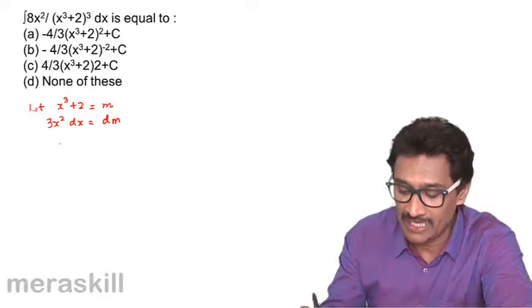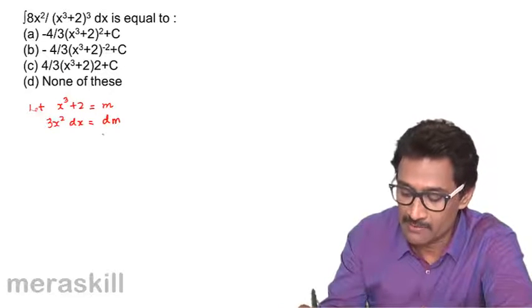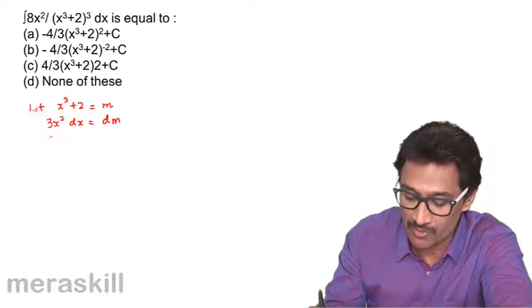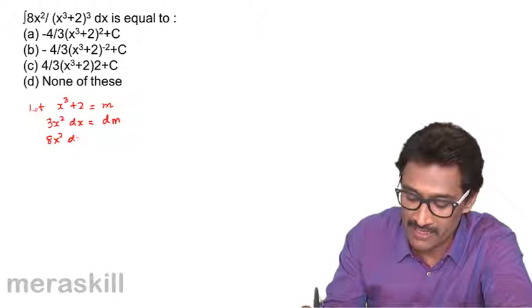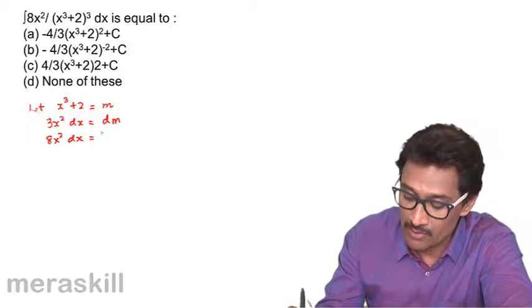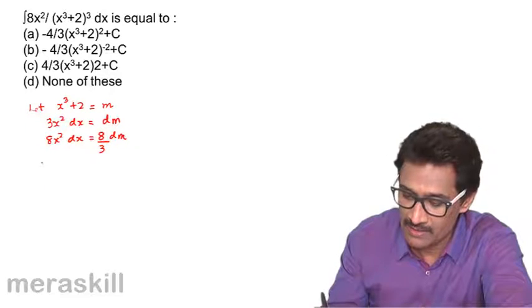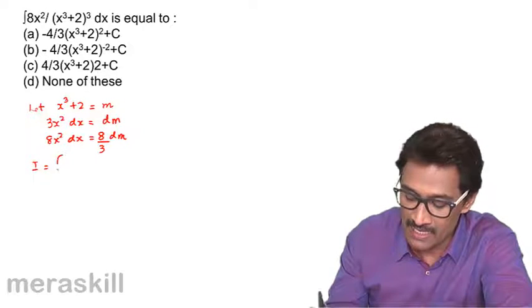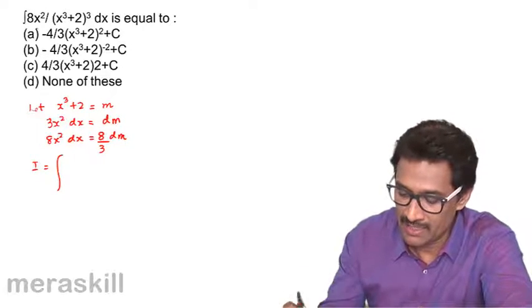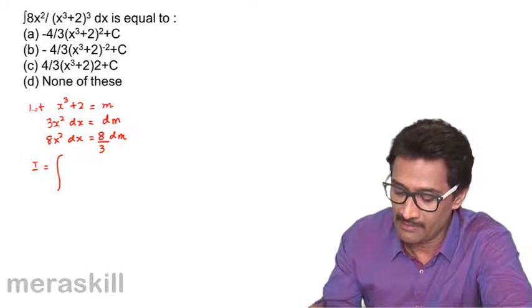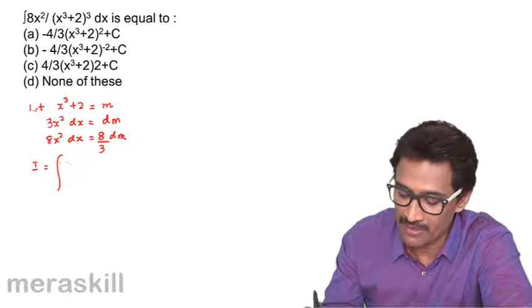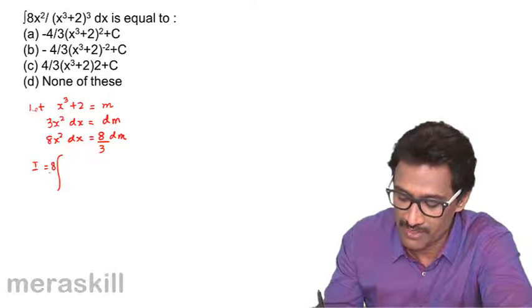But we need 8x squared. So you multiply both sides by 8 and divide by 3. So you get 8x squared dx is equal to 8 by 3 dm. Hence when we substitute over here, what do we get? Suppose the integral is I, we get, instead of 8x squared dx, we can write 8 by 3 dm.